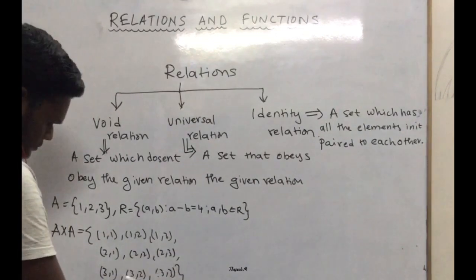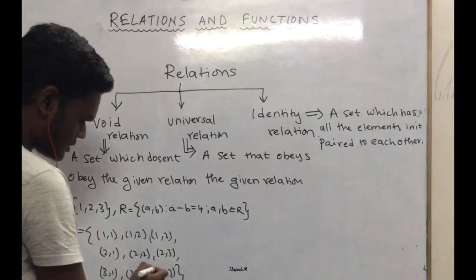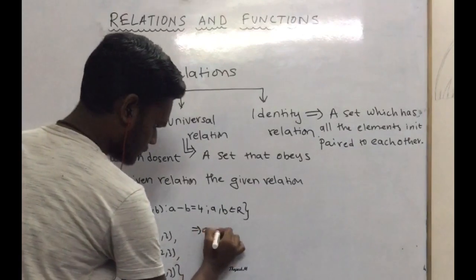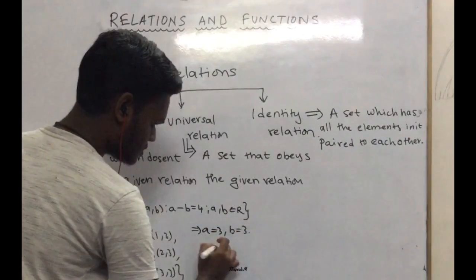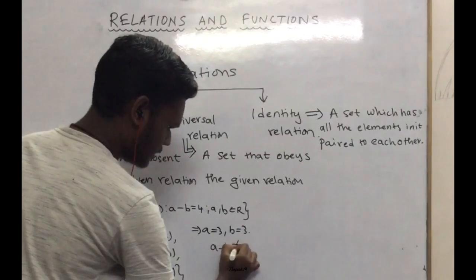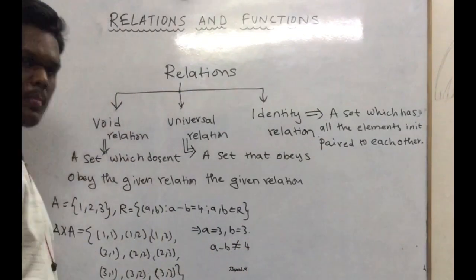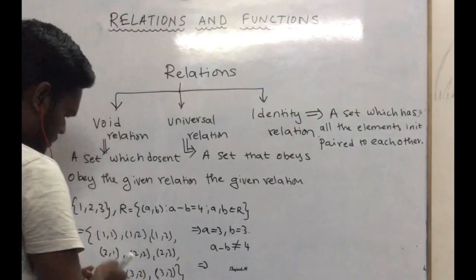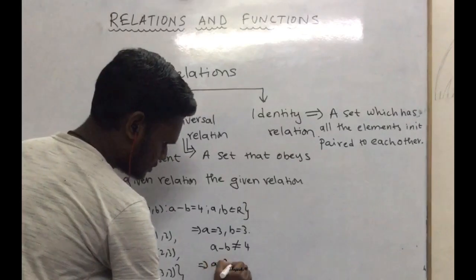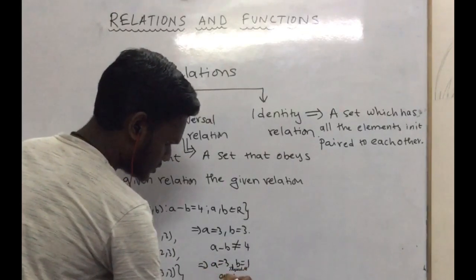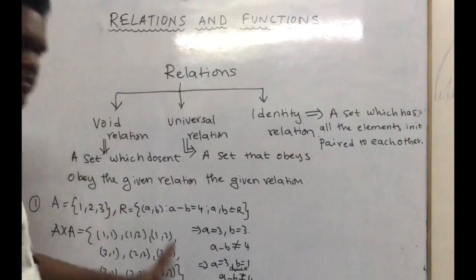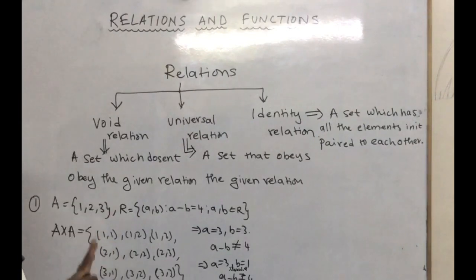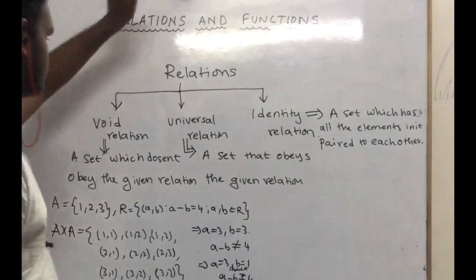So the difference of these two values should give me 4. Since this is the largest element, I'll consider this one first. Let's take a is equal to 3 and b is equal to 3. If you subtract a minus b, you are not getting 4. You will get 0. Am I correct? Let's take any other set, for example 2, 1 or 3, 1. a is equal to 3, b is equal to 1. Still, it will not be equal to 4. So any value from the set if you take, it won't satisfy this relation. So that is a void relation. Okay?